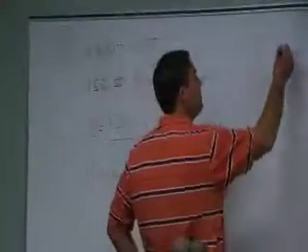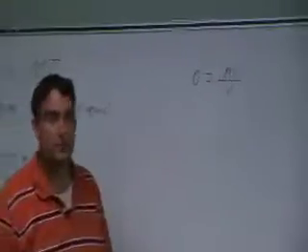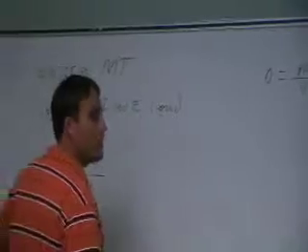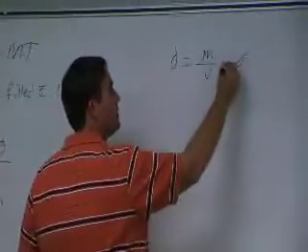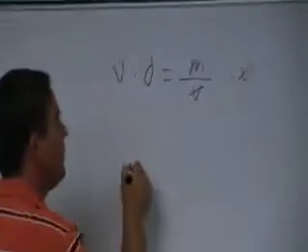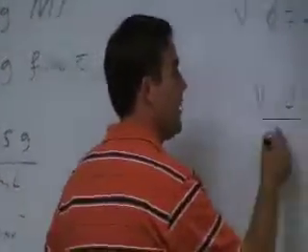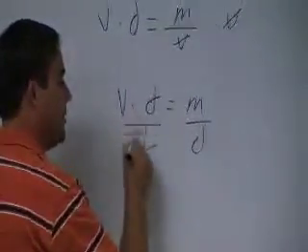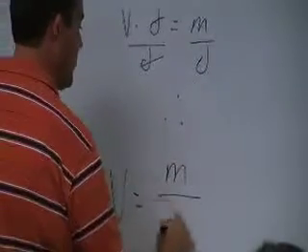Well, first I know this: density equals mass divided by volume, right? I know that. And what I'm looking for is volume. If I multiply by volume here, I have to multiply by volume there, right? So I'm left with volume times density equals mass. Okay, so we divide by density, divide by density. So here's what I finally got: volume equals mass divided by density, correct?